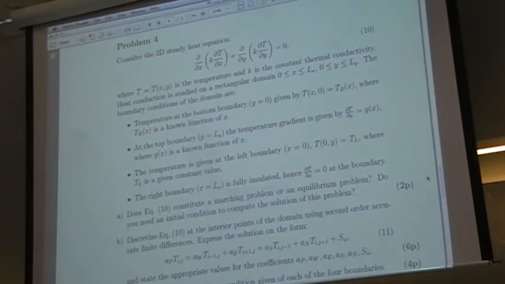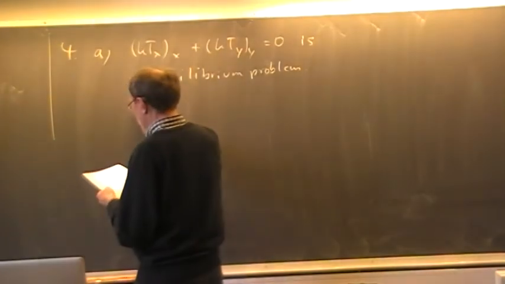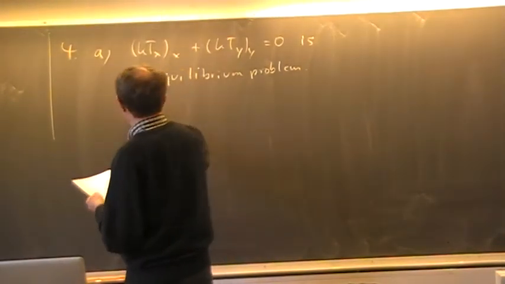We say that the problem that we consider here, that is highlighted in this symbolic form, plus k t y y equal to 0, is an equilibrium problem. And as it is not time dependent, no initial condition is needed.